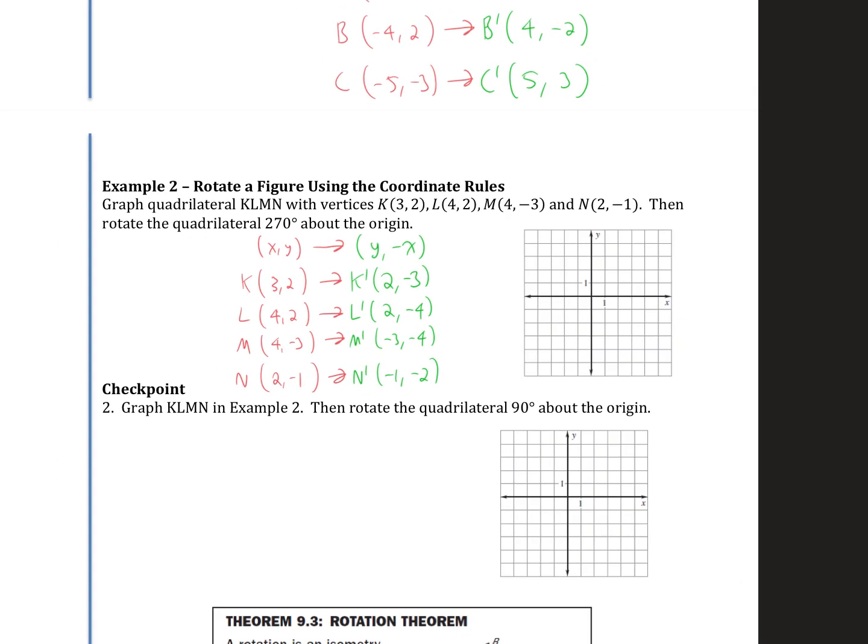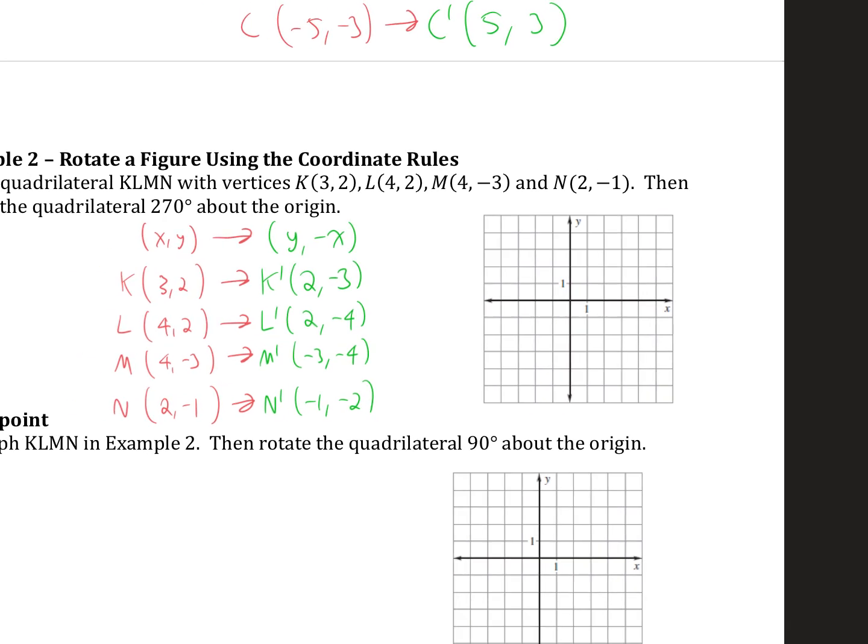So let's graph these, okay? So we have K. We have 3, 2, right? 3 right, 2 up. That's K. L is right 4, up 2. Actually, why don't you guys go ahead and see if you can graph these if you want to pause the video and do that. It'd be a good idea. All right, and then we have M is right 4, down 3. That is M. And then we have N is right 2, down 1. That's N. All right, and we're going to use dashed lines to show this is where it was. This is the pre-image.